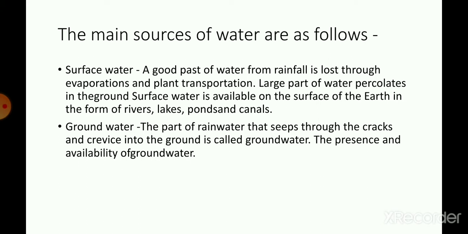Sources of water. The main sources of water are as follows. Surface water and groundwater. A good part of water from the rainfall is lost through evaporation and plant transpiration. Large part of water percolates in the ground. Surface water is available on the surface of the earth in the form of rivers, lakes, ponds and canals. Next, groundwater. The part of rainwater that seeps through the cracks into the ground is called groundwater.